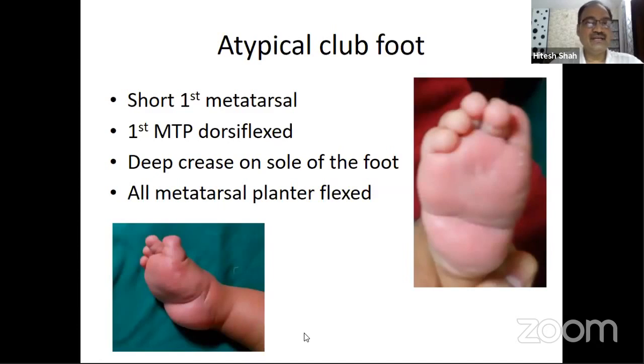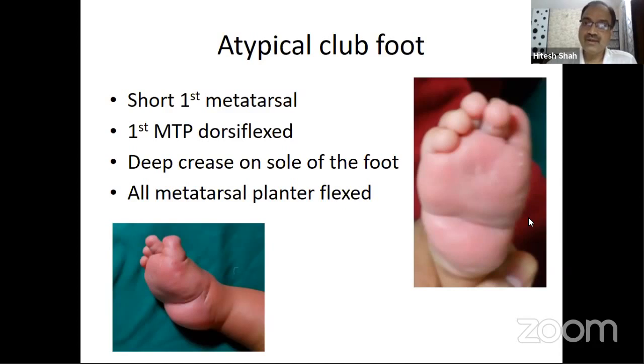Few points on the atypical clubfoot. It is important to find out the atypical clubfoot. What is actually the atypical clubfoot? We can find out that the metatarsal is extremely short, with hyperdorsiflexion of the MTP of the first ray, and there is a deep crease through the sole, not only on the medial aspect but on the plantar aspect, and all the metatarsals are plantar flexed. Those clubfeet are more difficult, more complex, and it's atypical clubfoot.